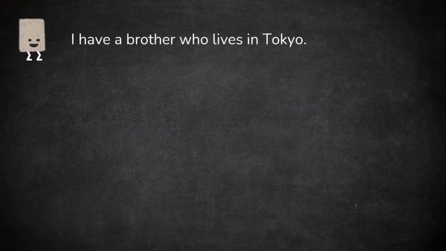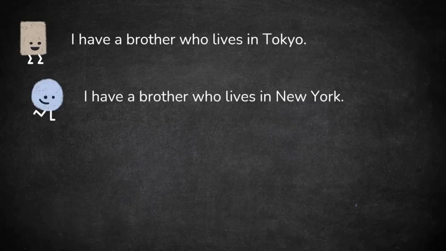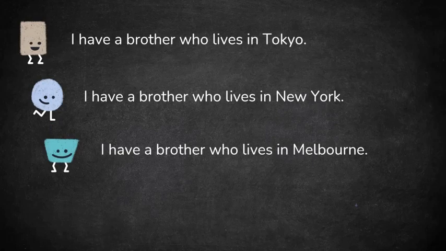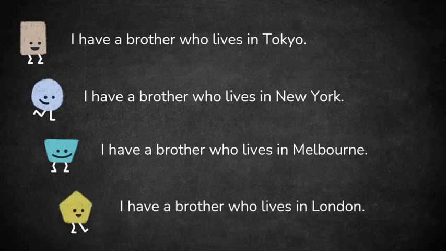I'll try to explain what embedding means using an example. So, I have a brother who lives in Tokyo. And I also have another brother, and this one lives in New York. But lo and behold, I have yet another brother, and he lives in Melbourne. But that's not all. I still have one more, the youngest, who lives in London.